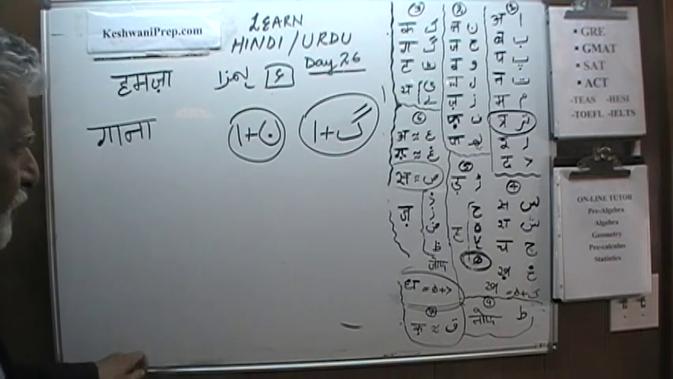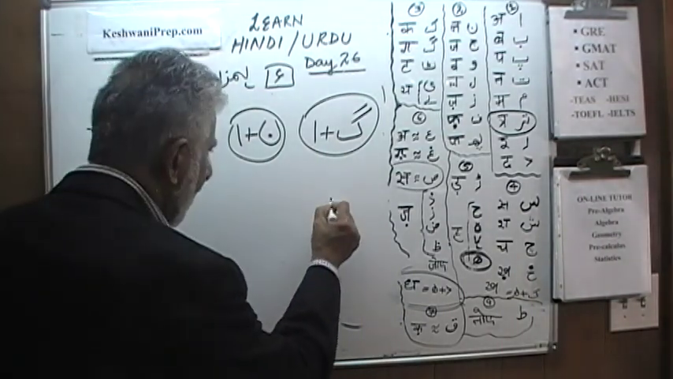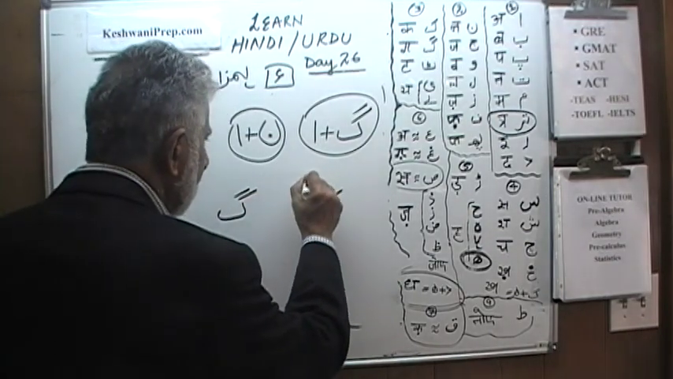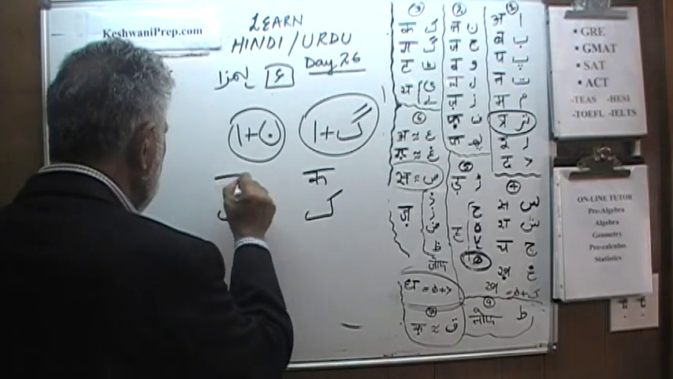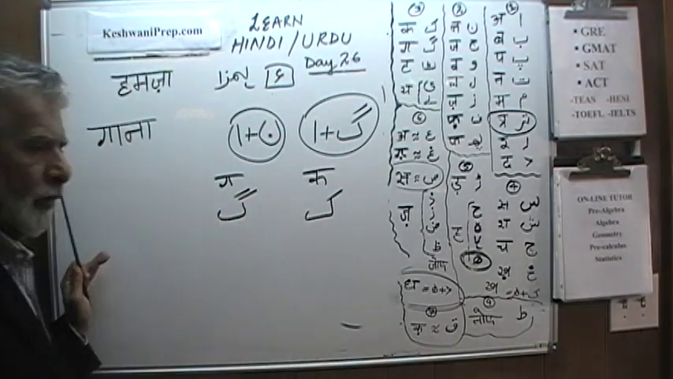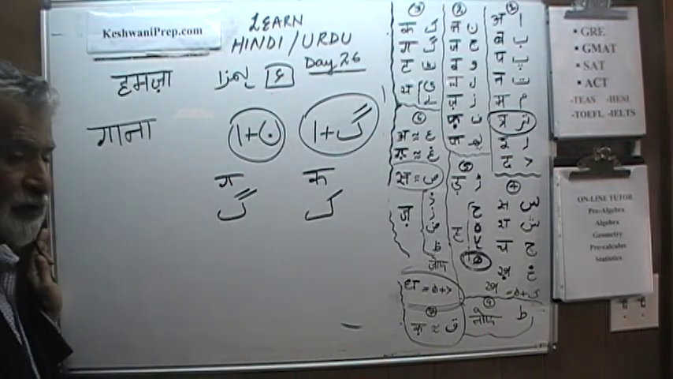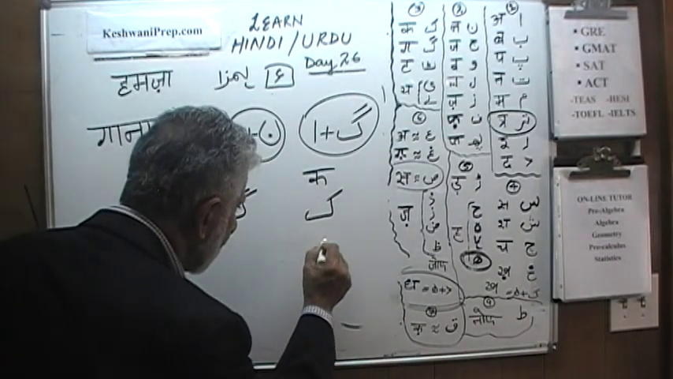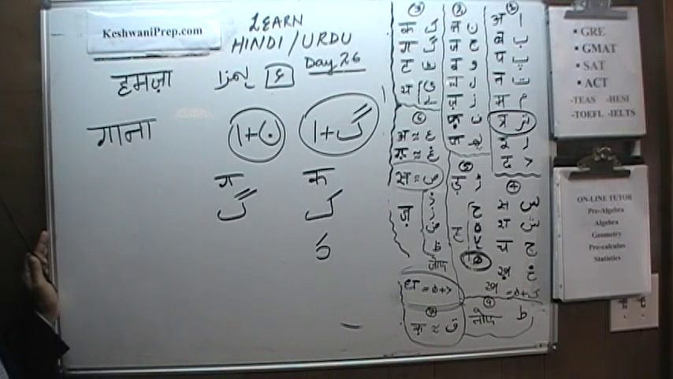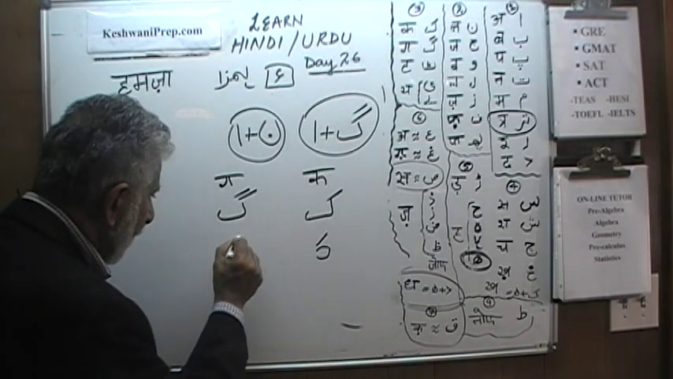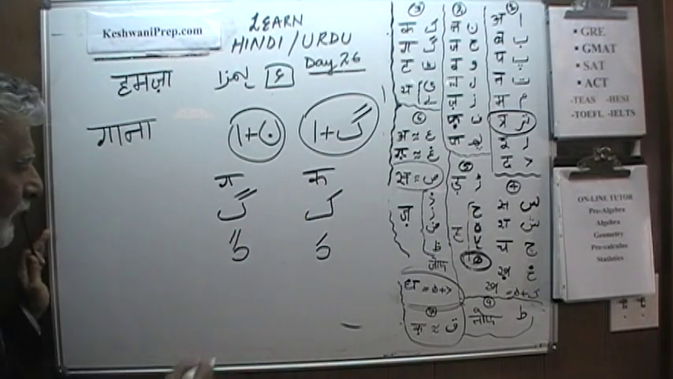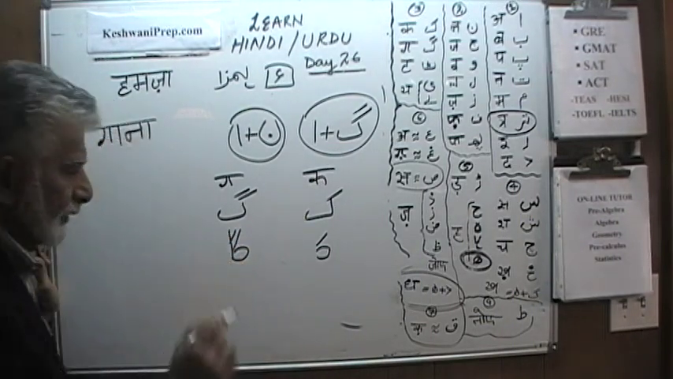When gaf is about to join something, gaf or kaf, this is kaf and this is gaf, when they are about to join something, the shape changes dramatically. It will look like this. That's a ka. And that's a ga. And since we want a ga, we just join the alif with it.